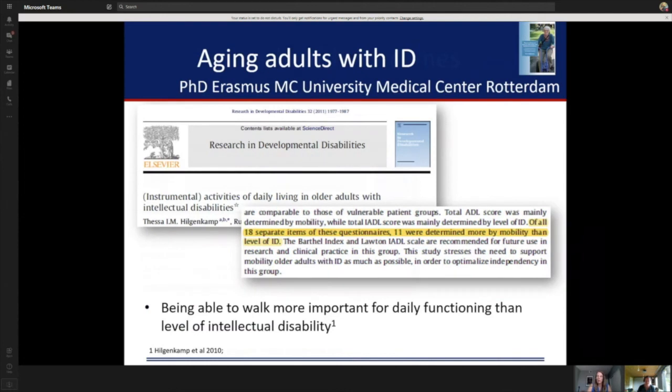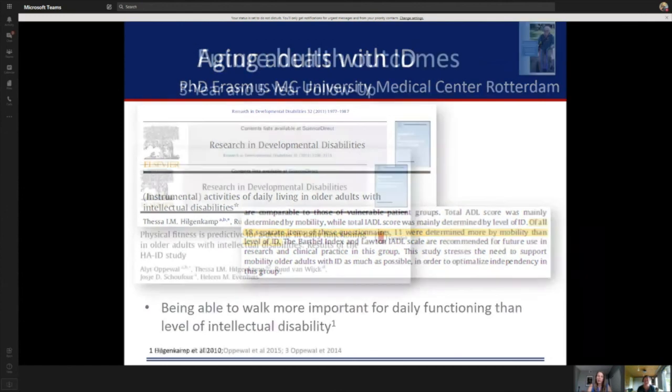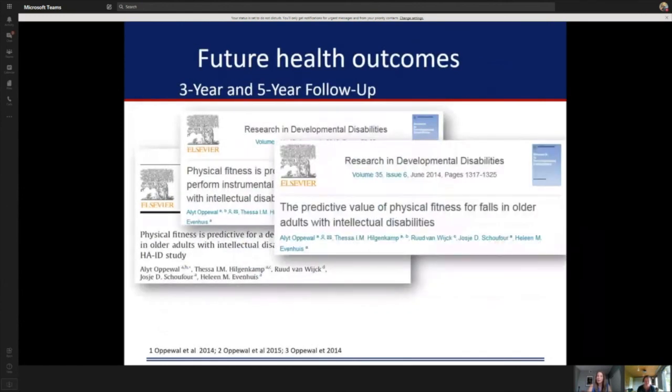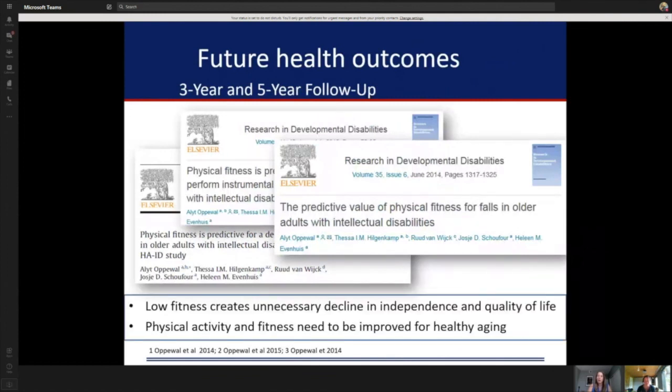Then we also looked at some other health outcomes. We looked at how it was predictive for decline in daily functioning or for decline in falls or increase in falls. And both of those, like low fitness creates an unnecessary decline, both in independence and the quality of life. And physical activity and fitness do need to be improved for healthy aging. So that's kind of setting the stage.